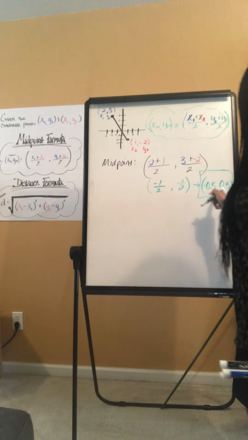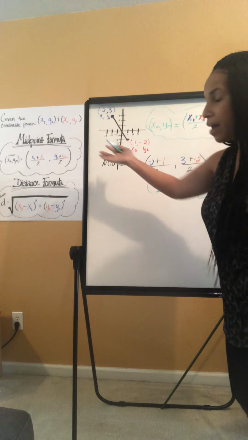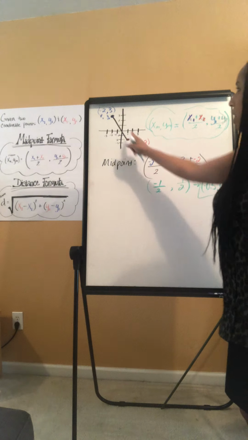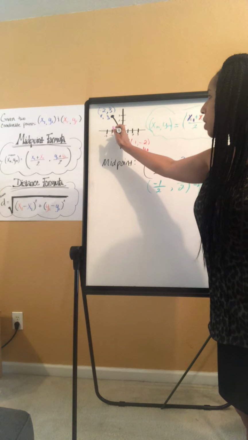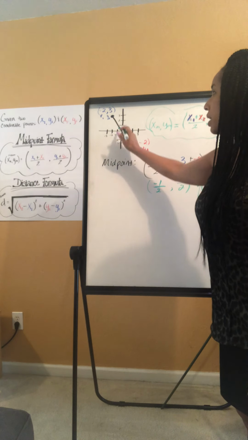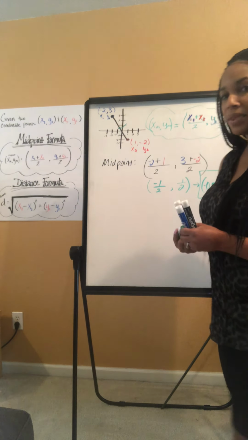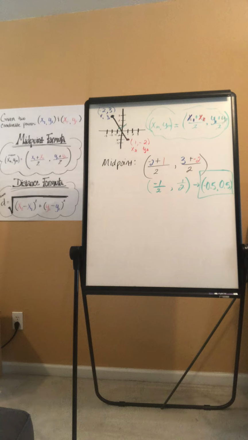I could look at this and check it if I want to, since I have the graph. Negative 0.5, so negative halfway, and then positive 0.5, so halfway up. That would be right there. And that indeed looks like the middle. So that was the midpoint.